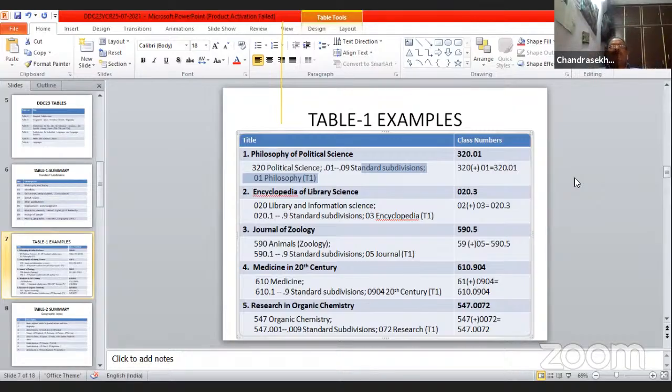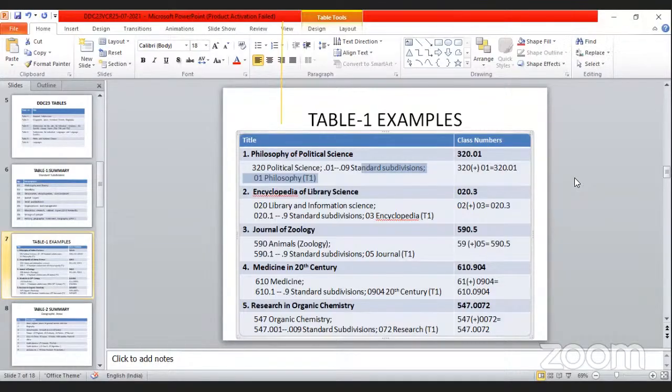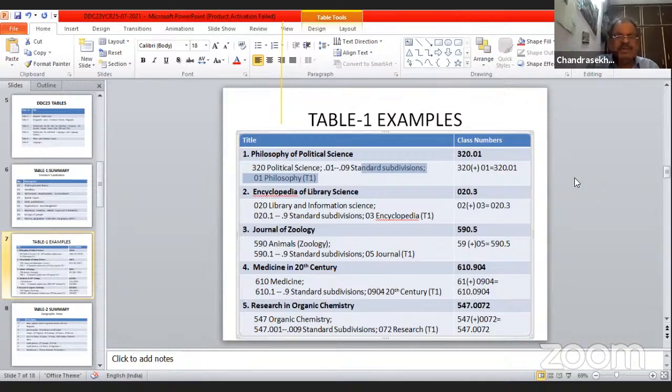Wherever there is an instruction, you follow the instruction strictly and put the zeros. So omit the zero or take the standard subdivision as it is or put extra 0. Sometimes there may be 3 zeros also in some cases. It rarely comes. So that is periodicals, general periodicals, they're somewhere there. So generally they come in such places.